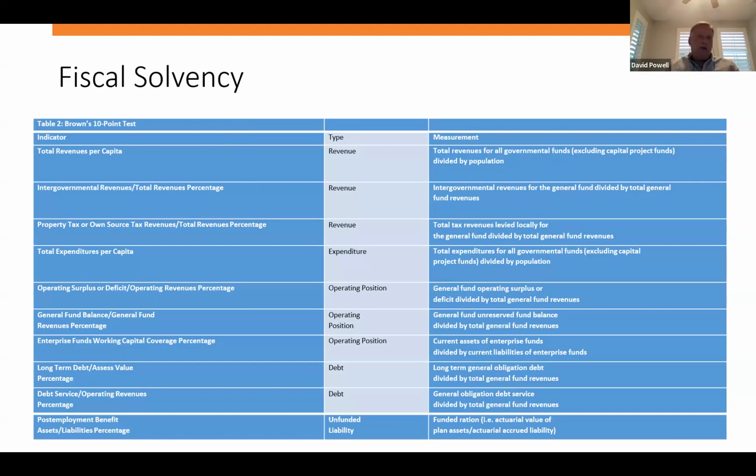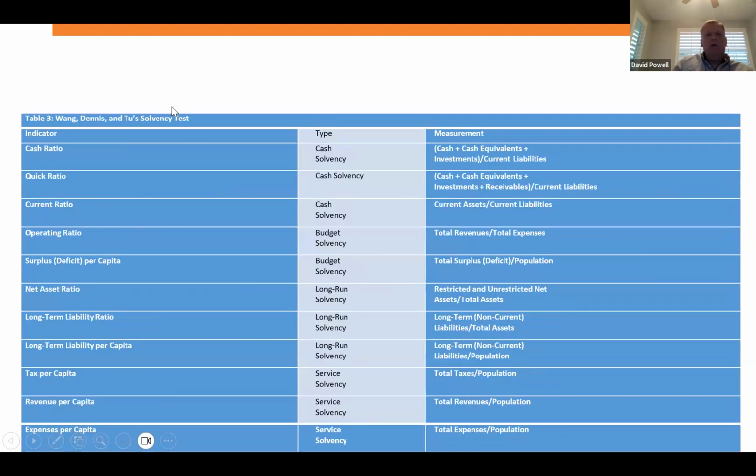Again, all this information you're going to be able to get primarily from the financial section. Information in terms of per capita, your population, you'll get from the statistical section of your comprehensive financial report. But all the information you need to do this is in both the financial as well as the statistical sections. Then Wang, Tu, and Dennis, another set of authors, give us some different types of indicators that we can use for calculating fiscal solvency. So let's go through them relatively quickly because I know we're running long in the tooth now.